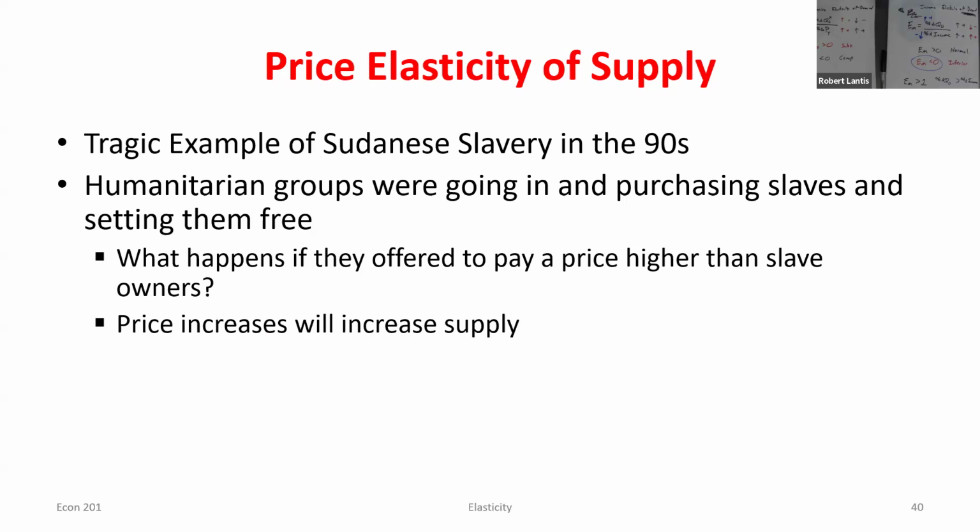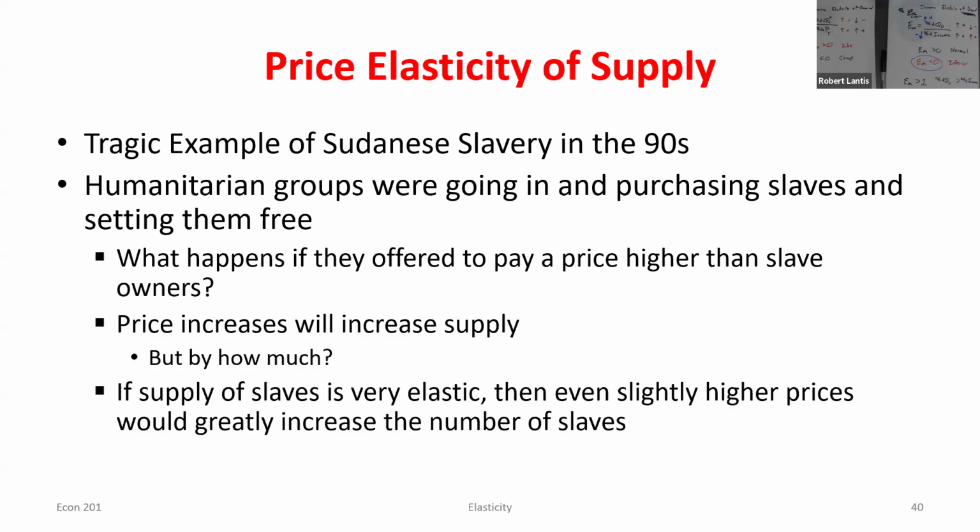When you go in and offer these higher prices, automatically what's going to happen? Supply is going to increase, right? Or we're going to move up that supply curve. Now, how much? Well, it depends. In this example, they were looking at some of the old data, and they found that actually the slave supply was fairly elastic.